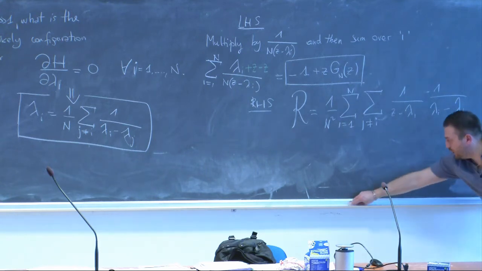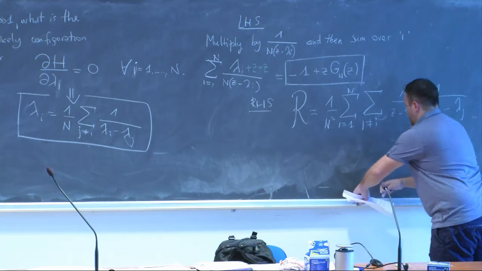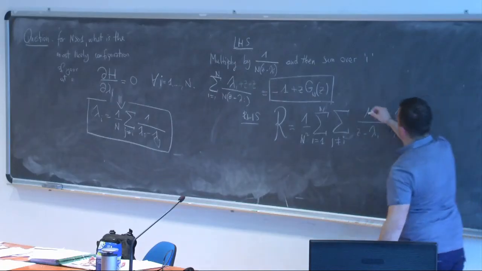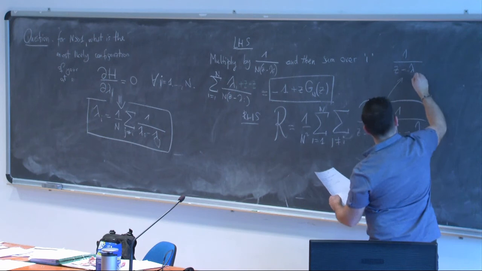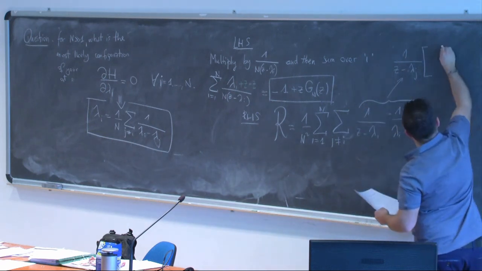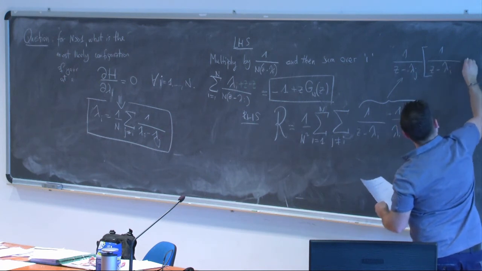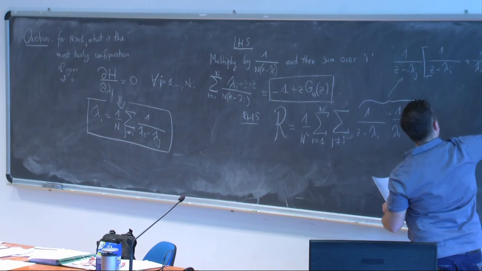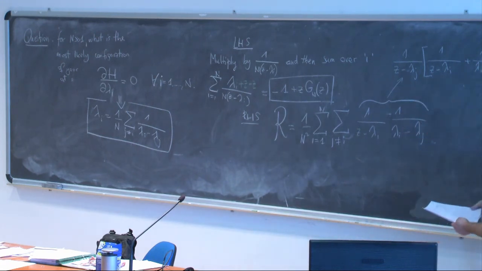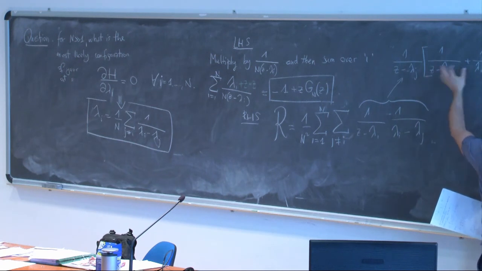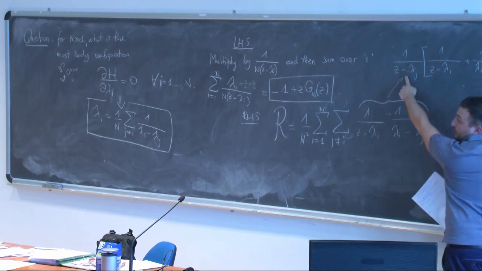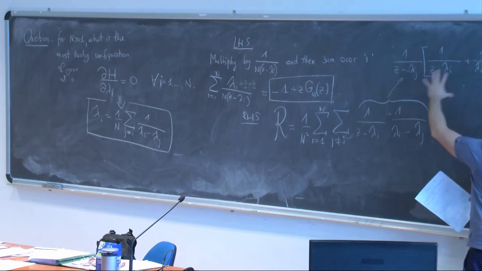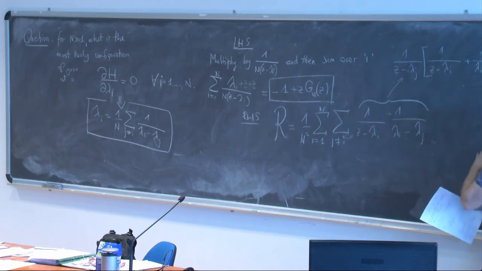Now, it is quite easy to show that you can basically split these two fractions here and rewrite this as 1 over z minus lambda j, which multiplies 1 over z minus lambda I plus 1 over lambda I minus lambda j. Why? Because if you do this sum, you get z minus lambda I minus lambda j, and on top you get lambda I minus lambda j plus z minus lambda I, which is then cancelled by this guy here. So I'm just rewriting this product by splitting the two fractions.